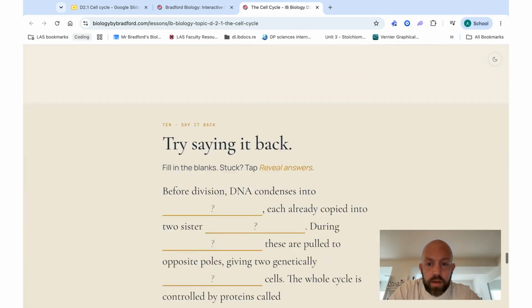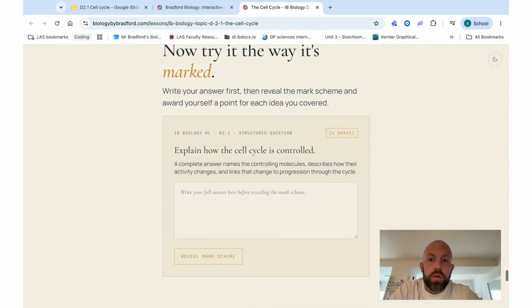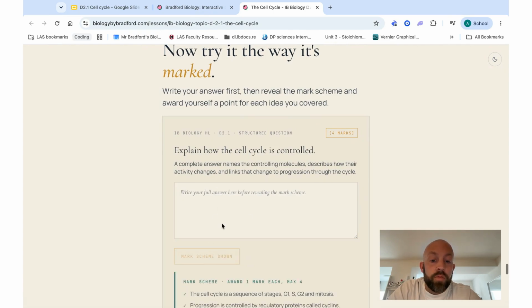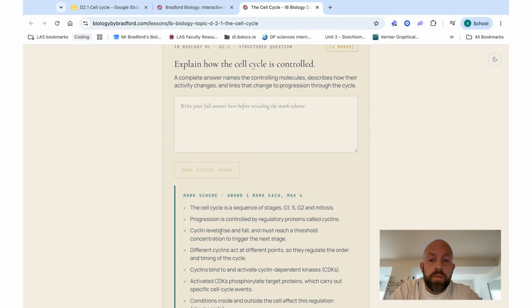Now, at the end, I've got a nice little IB question that you can type in your answer to, and then you can reveal the mark scheme. So why don't you give that a go?